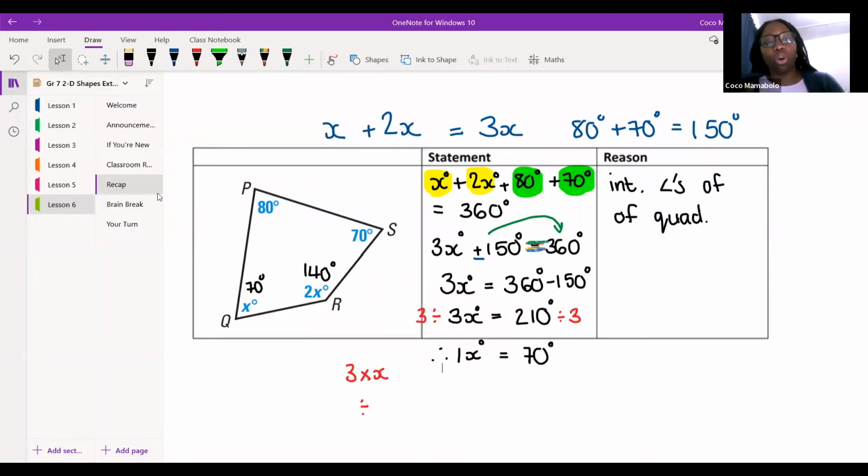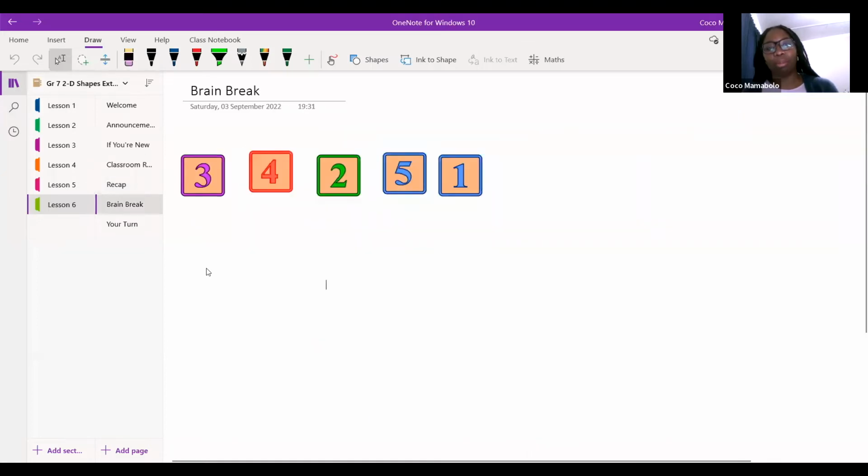Okay, so we're going to try and do this very quickly. But before we get into doing these ourselves, I want us to do our brain break first. So we're going to do the brain break, and then we're going to come back to the examples that I have out for you guys. Okay. All right, let's go for it. Do we remember how to play this one?